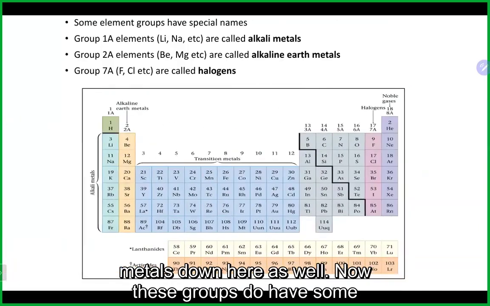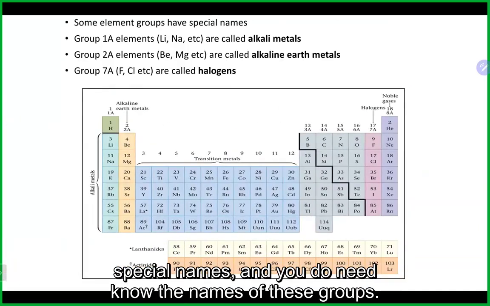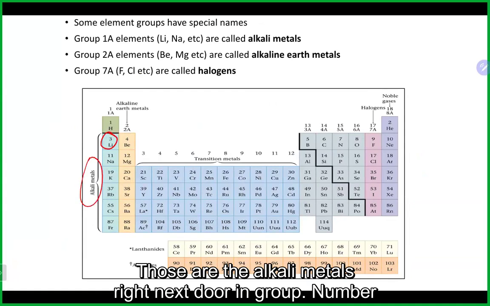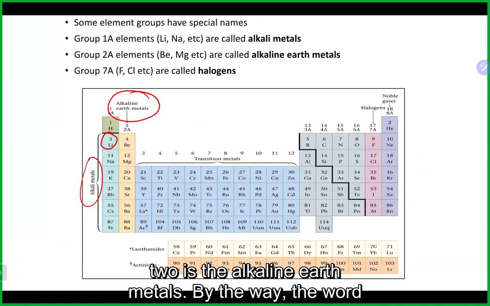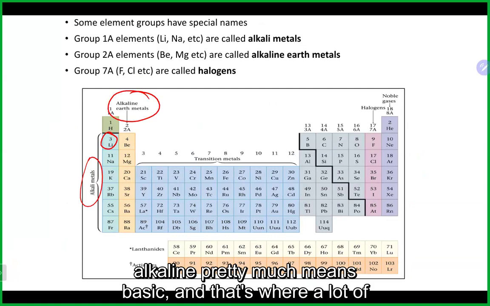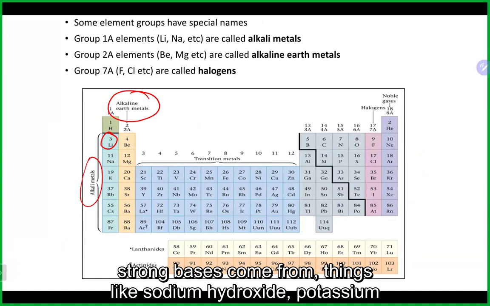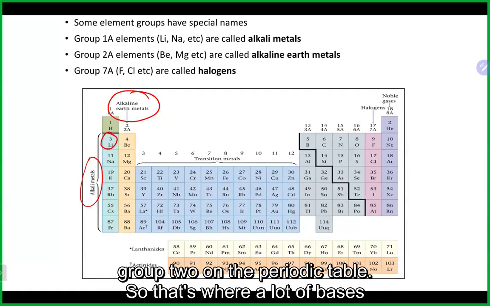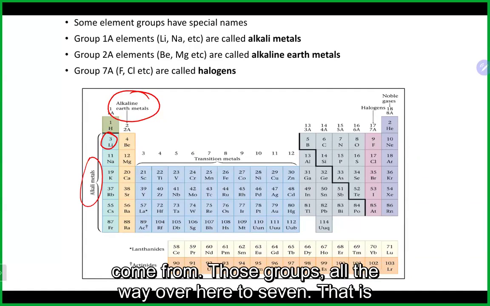Now, these groups do have some special names, and you do need to know the names of these groups. So again, group 1, which once again starts with lithium, those are the alkali metals. Right next door in group number 2 is the alkaline earth metals. By the way, the word alkaline pretty much means basic. And that's where a lot of strong bases come from. Things like sodium hydroxide, potassium hydroxide, calcium hydroxide. They all come from group 1 and group 2 on the periodic table. So that's where a lot of bases come from, those groups.